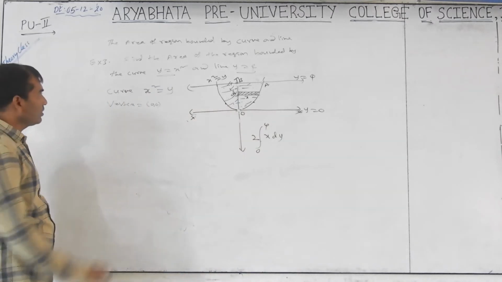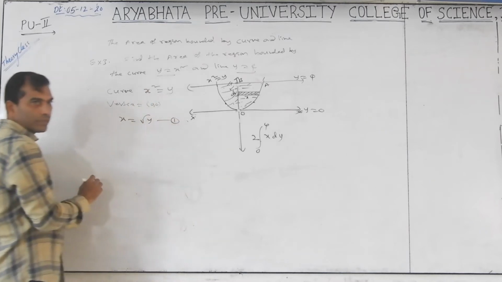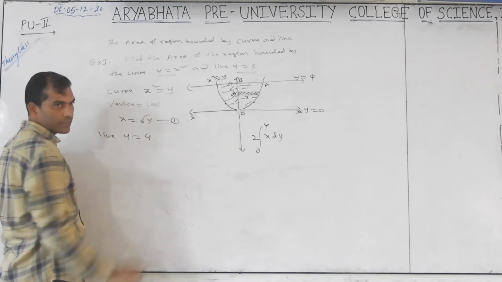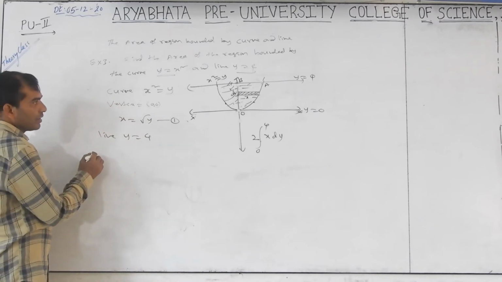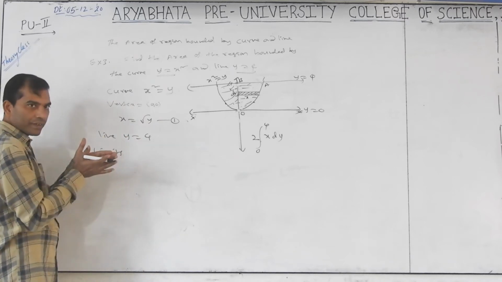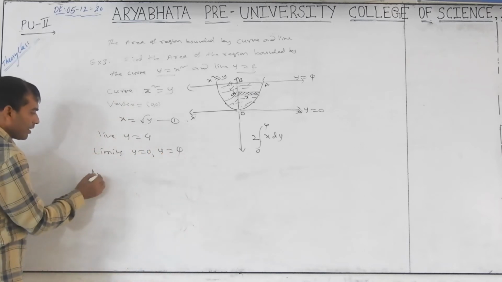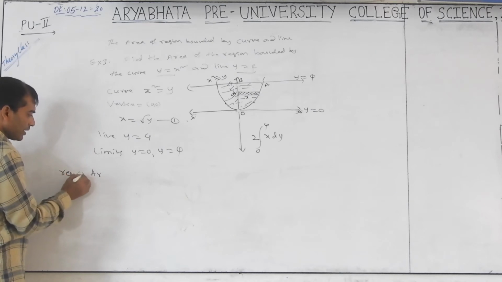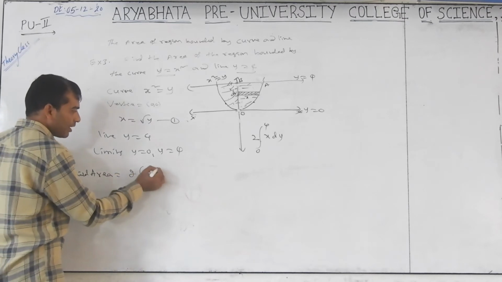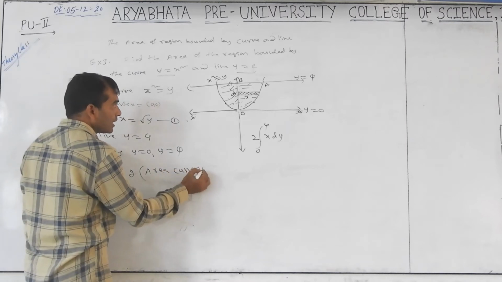Are you following? This is x square equal to y, so x is root y. Now the given line is y equal to 4. What are the limits? Limits means boundary values. The limits are y equal to 0 and y equal to 4. Therefore the required area, the area between the curve and the line, is equal to 2 into the area of curve OAB.